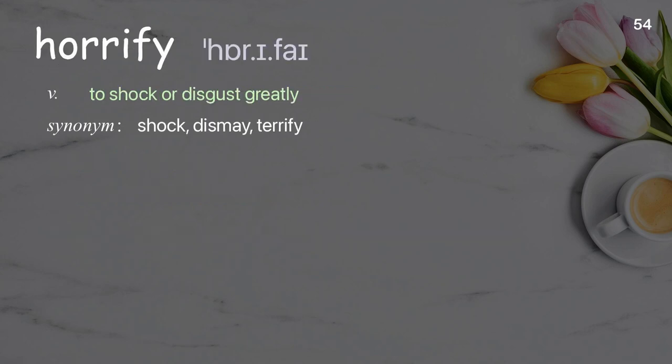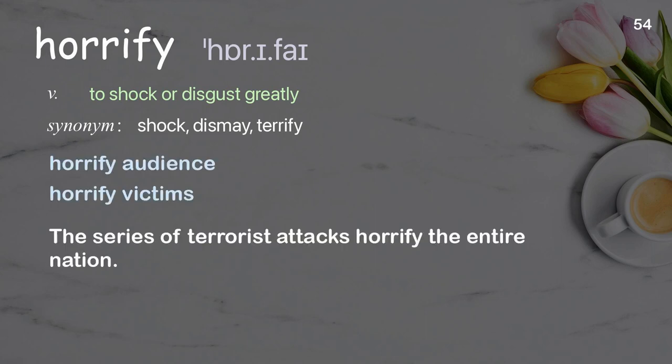Horrify. To shock or disgust greatly. Examples: Horrify audience. Horrify victims. The series of terrorist attacks horrify the entire nation.